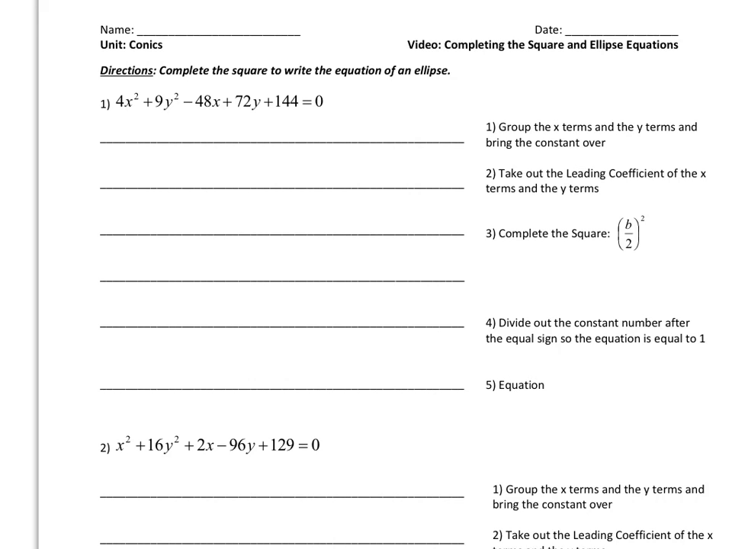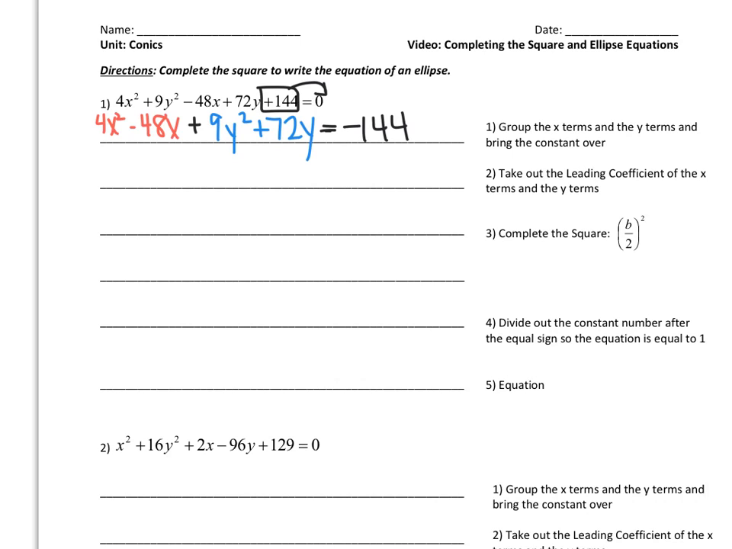Hi everyone, in today's lesson I'm going to show you how to complete the square to make the equation of an ellipse. So the first thing that we're going to do is group the x terms, which I will write here in red. Then I'm going to group the y terms, which I'll write in blue. And then I want to bring this constant of 144 over to the other side. So I'd have to subtract 144. So therefore it would equal negative 144.